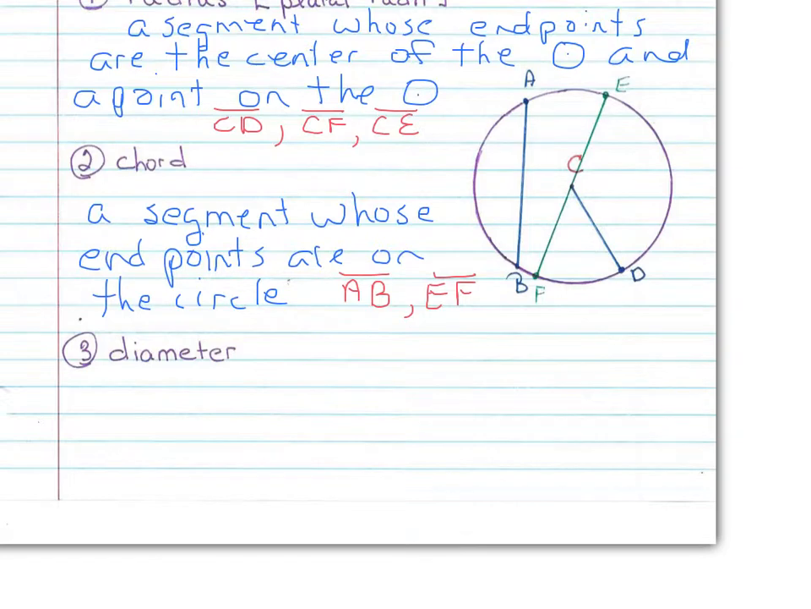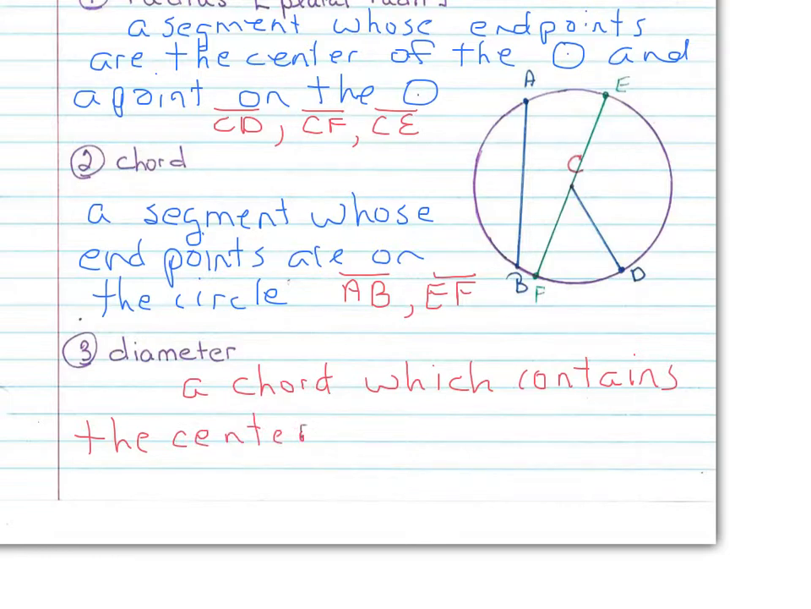The diameter of a circle is a chord which contains the center of the circle. So what are some diameters that we have for this circle? Flora? FE. Any other diameters of this circle that are shown?